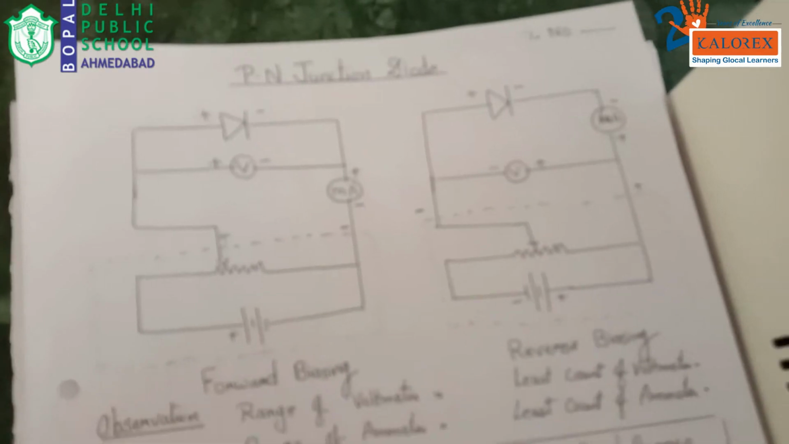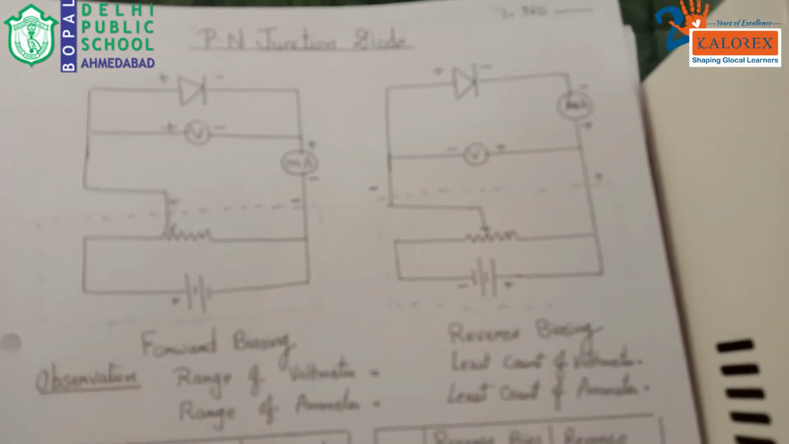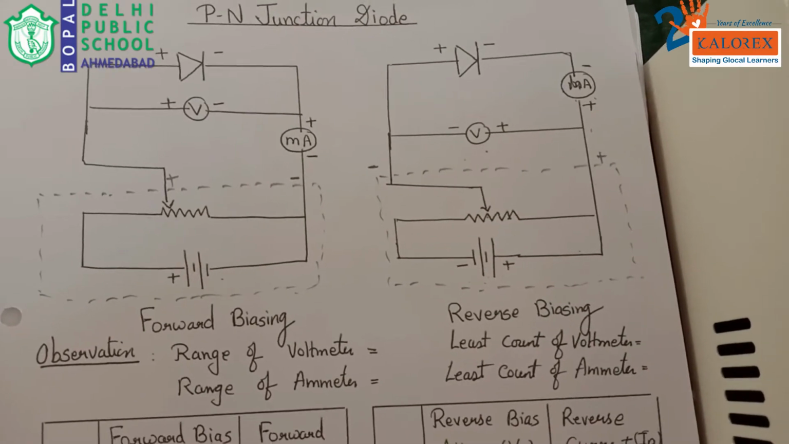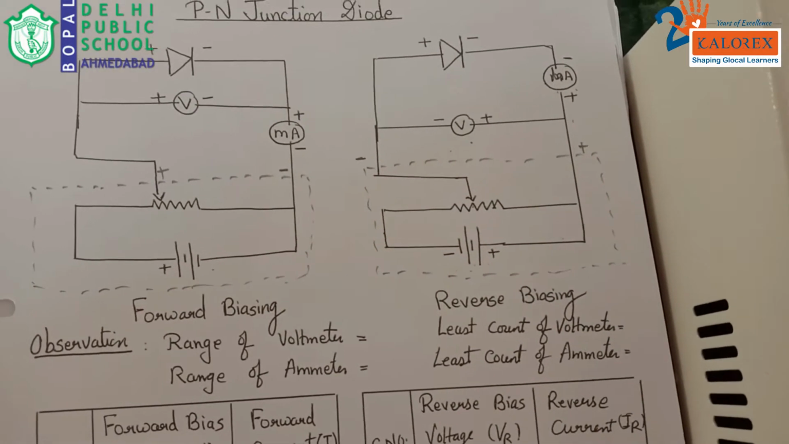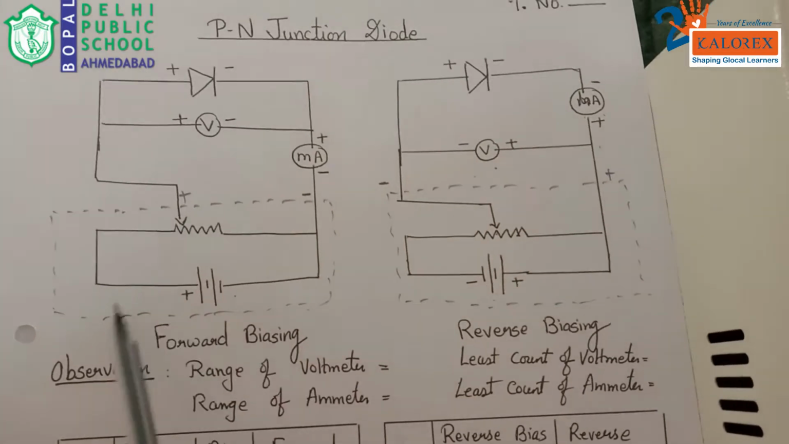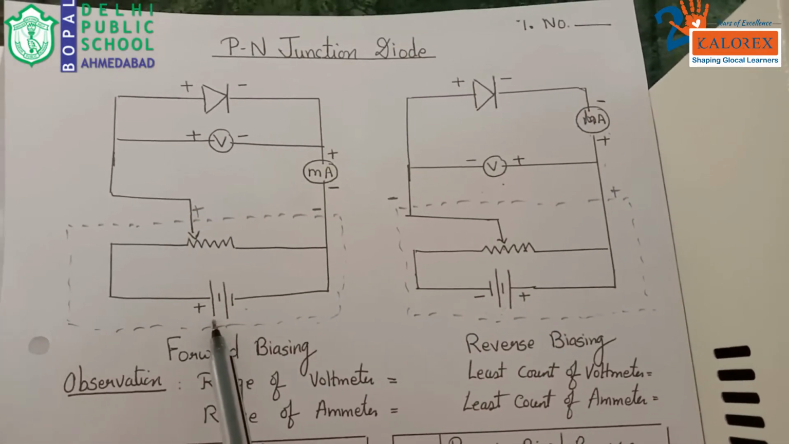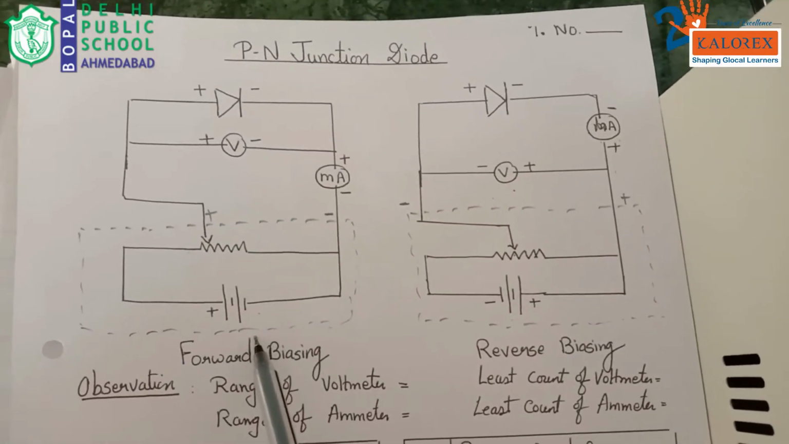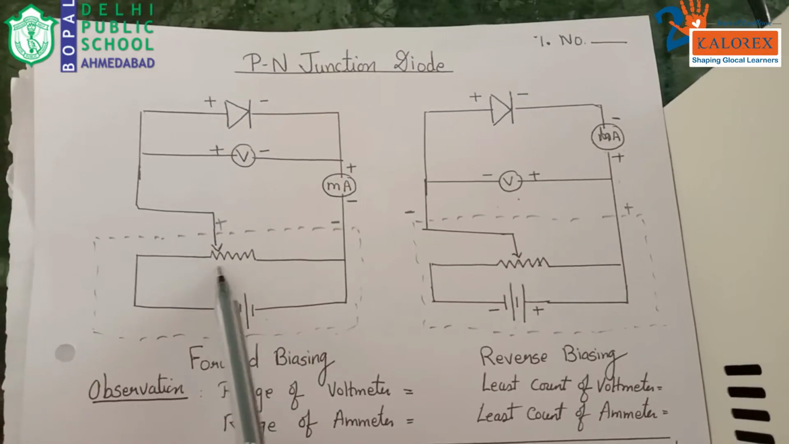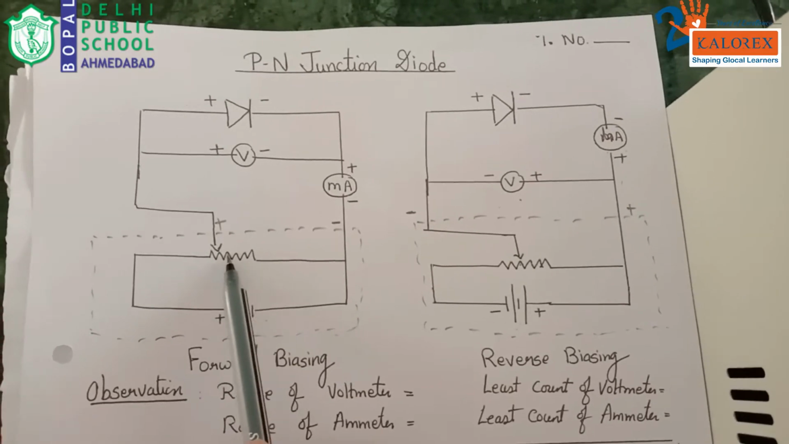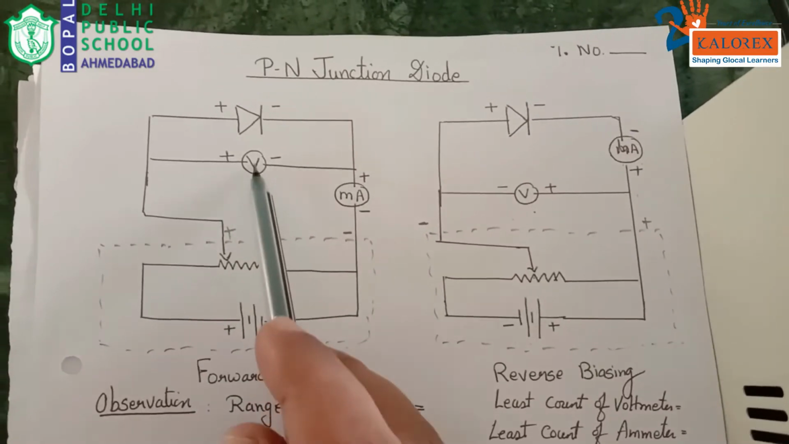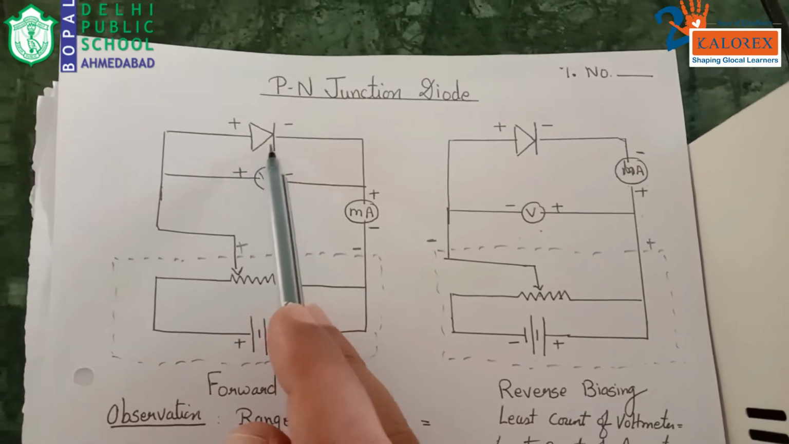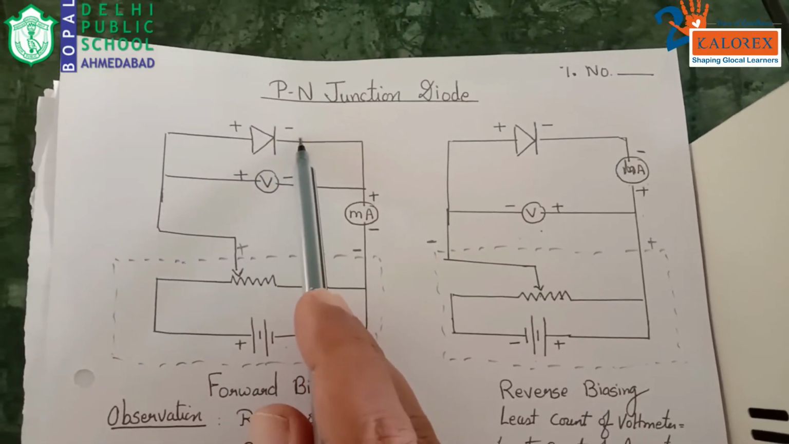Here you can see that we have two circuits, as mentioned over here. One is forward bias, and the other is reverse bias. If you see properly, this is known as a potentiometer circuit. Whatever voltage we provide, this will be plus and here will be negative. So if I apply 2 volt, it will appear across this resistor, and out of that 2 volt we apply to this PN junction diode. This triangle part is known as P, and this bar part is known as N.